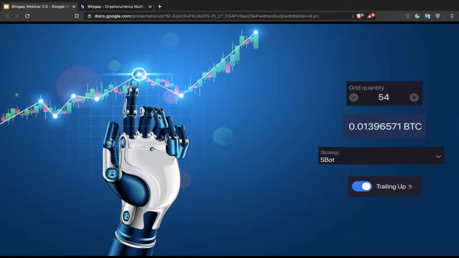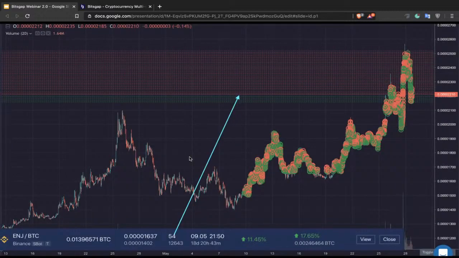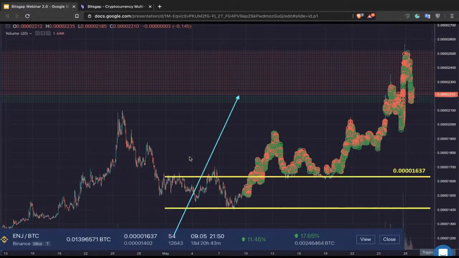So here we go. Here's the initial upper limit price, which is 1637, and our lower limit price, which is 1402. As I have my trailing up function on, notice that after the price has breached the upper limit price, my trading range started to follow the price and is now right here. So here's my trading range now. Notice what is the difference.